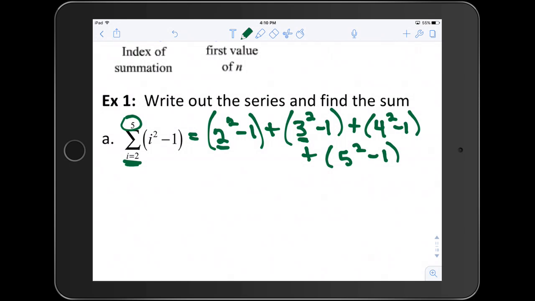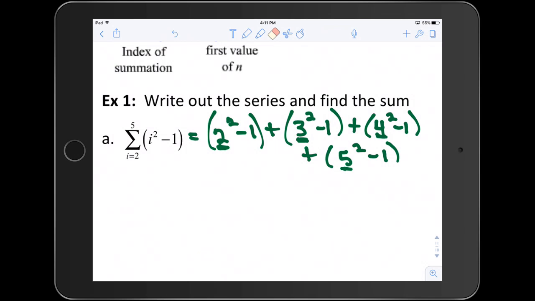Notice I started with 2 because it's telling me right here that I'm starting at 2. A lot of times it starts at 1, but sometimes it does start at 0. In this case it started at 2. So 2, going up 1 each time, 3, 4, until you get to 5. You stop at 5 because this up here says that. And now literally all you do is simplify and add those values together.